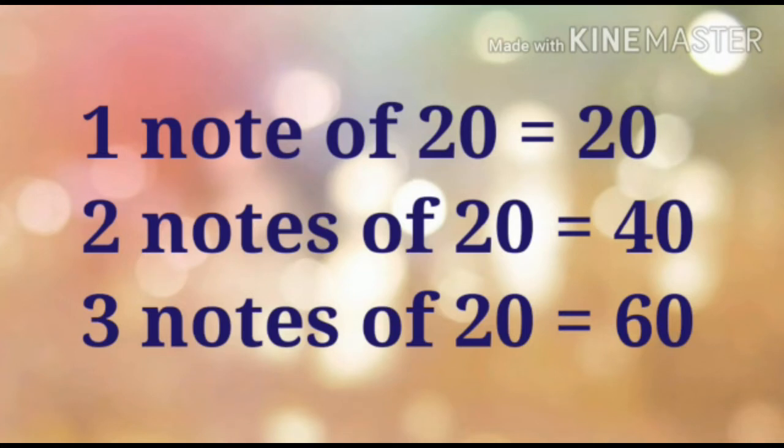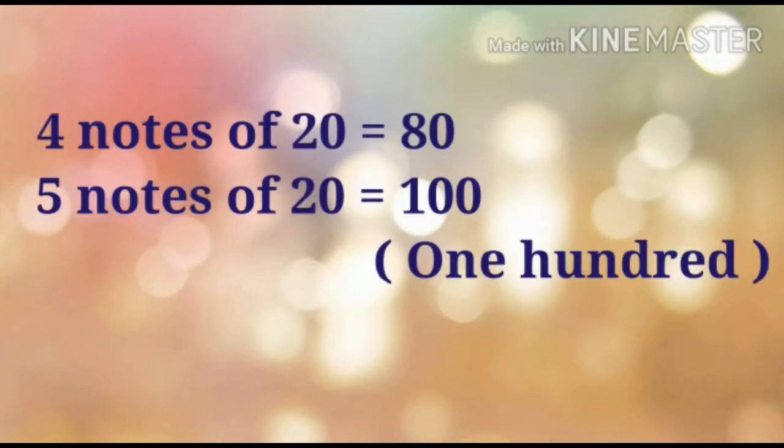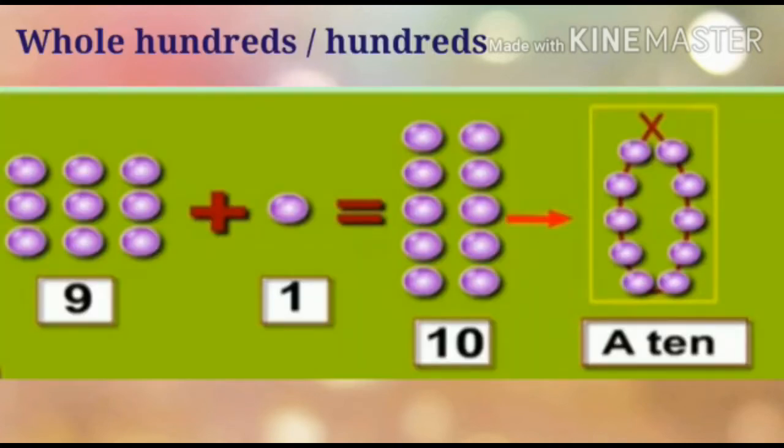2 notes of 20 rupees make 40 rupees. 3 notes of 20 rupees make 60 rupees. 4 notes of 20 rupees make 80 rupees. 5 notes of 20 rupees make 100 rupees. Now children, let us learn about 100.